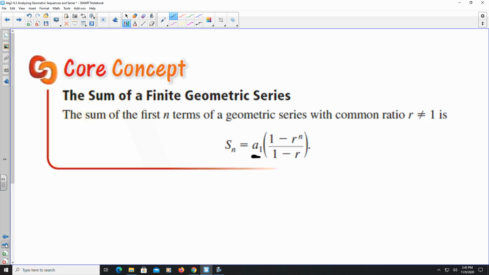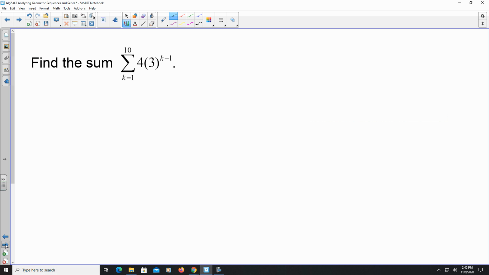Okay, so looking at an example here, in this particular one, there's going to be 10 terms to the series, so it's going to be s of 10 is going to be equal to, all right, a sub 1, if k starts out with 1, 1 minus 1 is 0, 3 to the 0 power is 1, so a sub 1 is going to be 4. And then inside the parentheses is going to be 1 minus r.